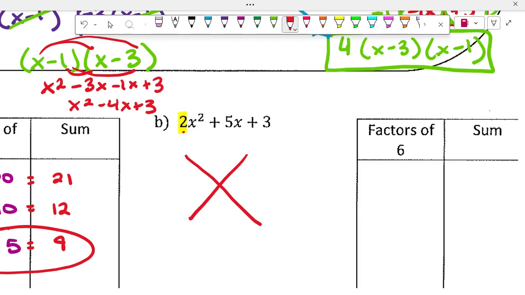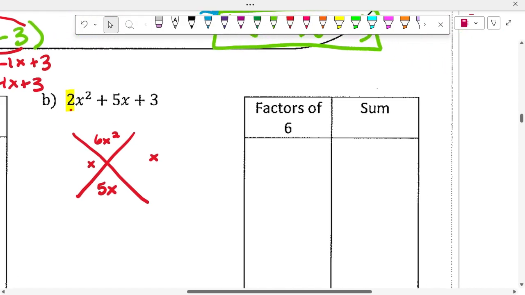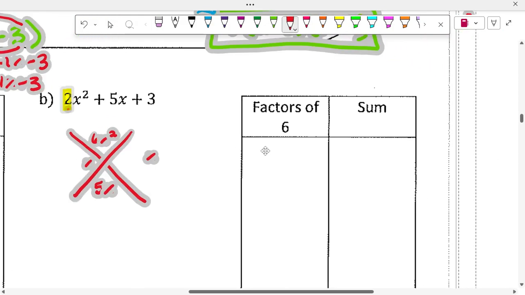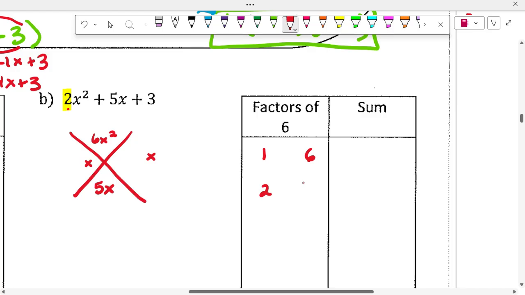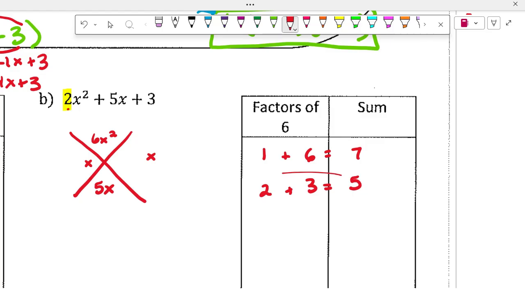What goes on top? 6x squared. What goes on bottom? 5x. Don't forget, these are both going to have x's. So what are my two different factors of 6? 1 and 6, 2 and 3. Both of these are positive, so I'm going to leave them as positive. So this is 7, but I can actually add, and this is 5. So which one am I using? 2 and 3.